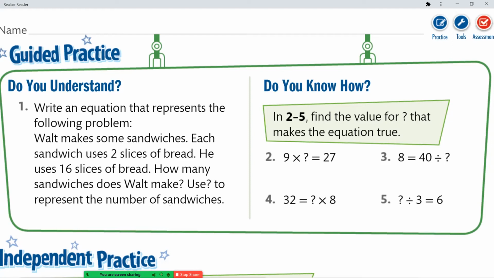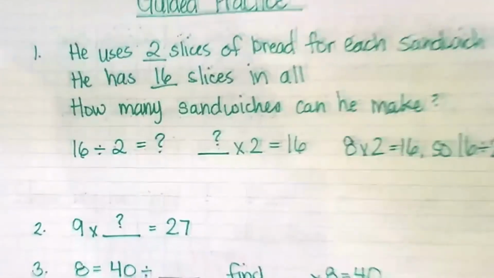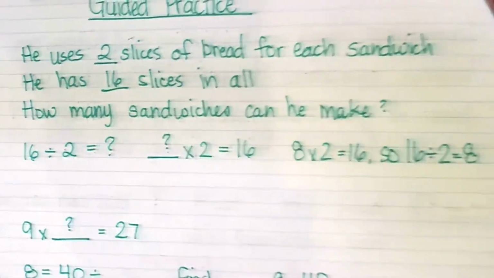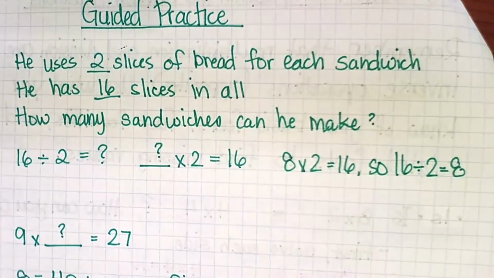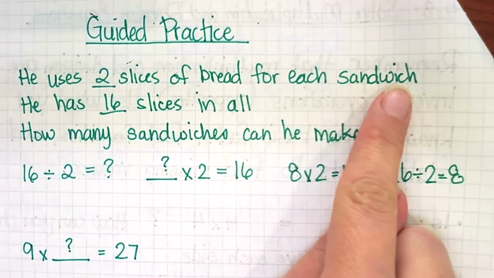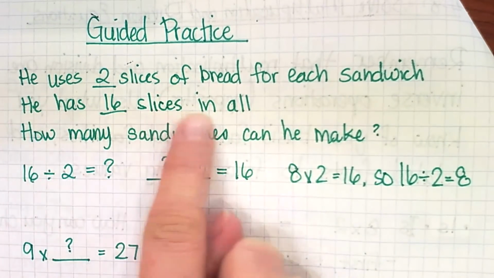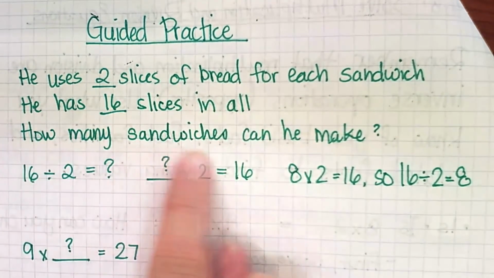So we need to do a few things here. First, we need to figure out what we know. What information does the question give us? And then we need to see if we can use that information to solve the problem and figure out what we're being asked. So what do we know? We know he uses 2 slices of bread for each sandwich. You can annotate this in your book. We know that he has 16 slices in all. How many sandwiches can he make?